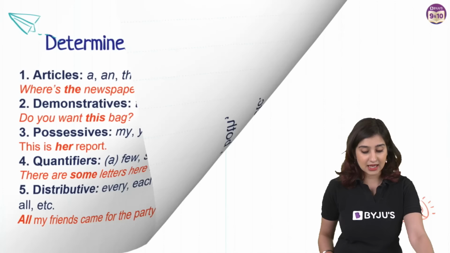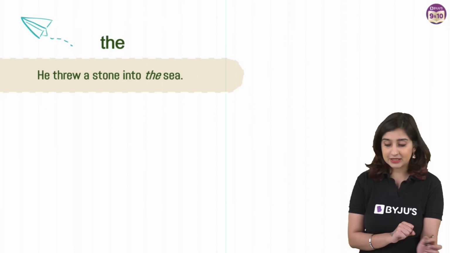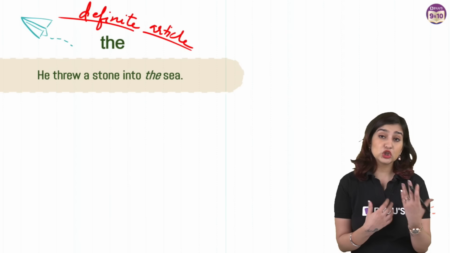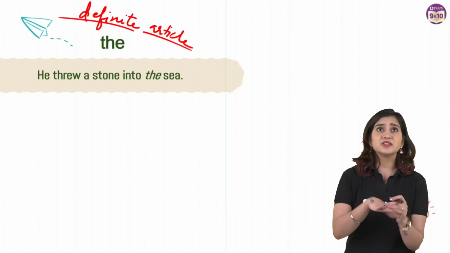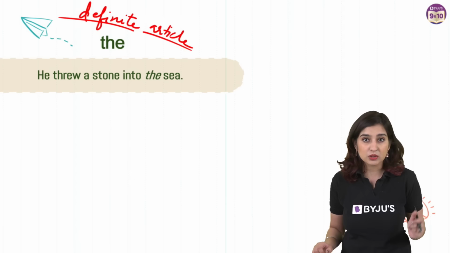Alright. So let's look at each in a little bit of detail. The, we know what it is called. It is called the definite article. Why is it called the definite article? Because we put the before a noun that we already know about. So we use the before a noun that we are already familiar with, that has already been spoken about, or if it's such a noun that everybody knows about it, like a famous place or a monument.